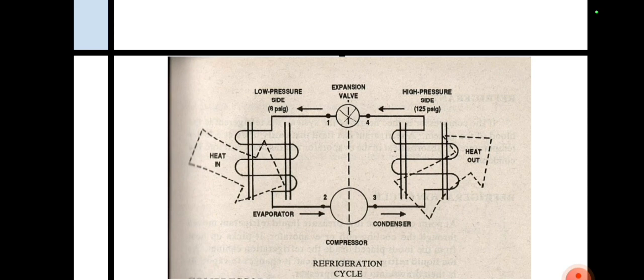At point 4, the expansion valve, the high-pressure liquid refrigerant passes through the expansion valve and thus its pressure is reduced. The pressure decreases, lowering the temperature of the liquid refrigerant even more, and then it is now ready to pick up more heat again, and the entire cycle is repeated.